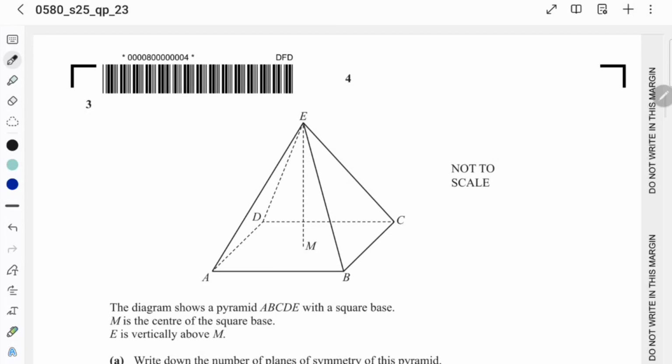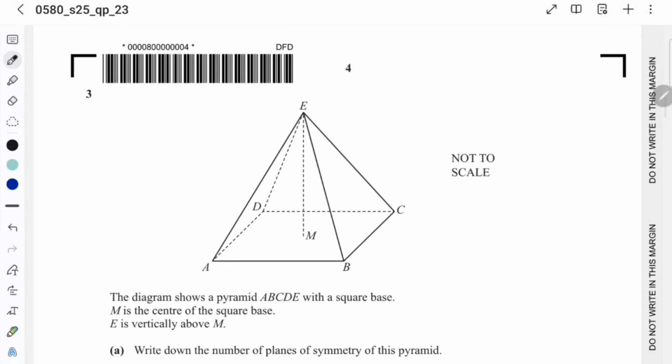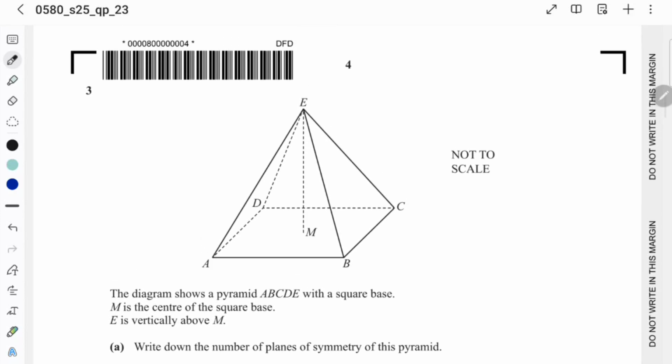We have a 3D diagram. The diagram shows a pyramid ABCD with a square base. The base is a square. M is the center of the base, and E is vertically above M. It means that EM is the height of this pyramid. Write down the number of planes of symmetry of the pyramid.